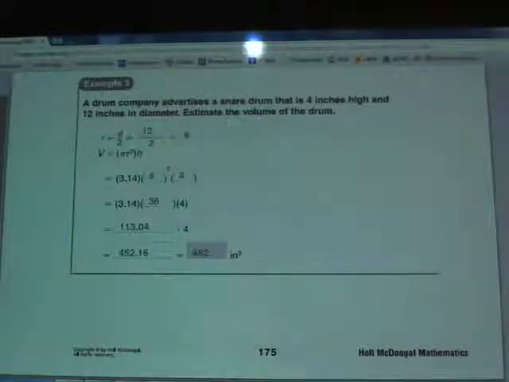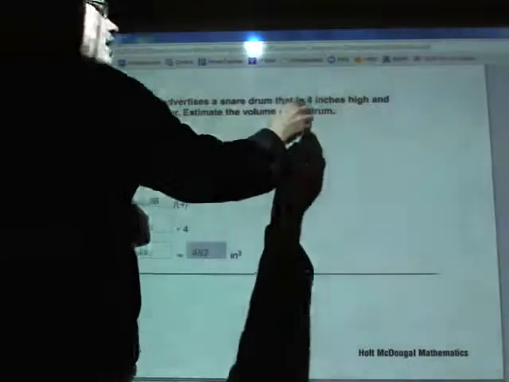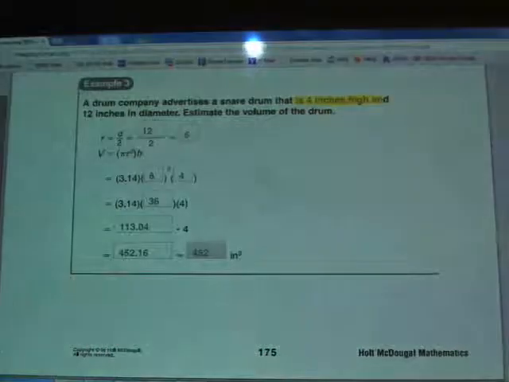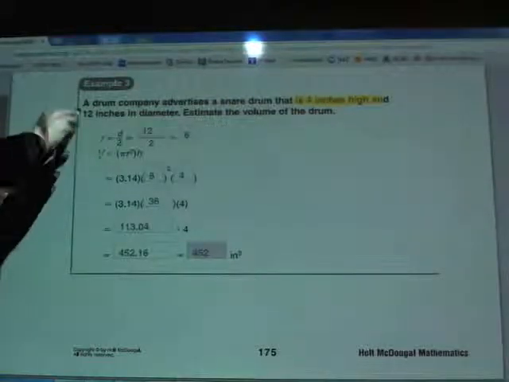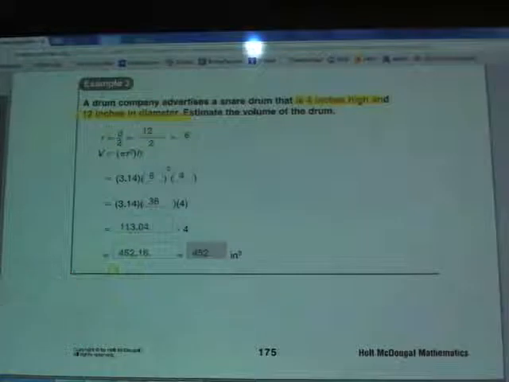Okay, so two pieces of information here. 4 inches high, well, remember, that's good because we need the height of the entire shape. That's part of the calculation. And then the other thing we have here is 12 inches in diameter. And that doesn't necessarily help me directly. Let's talk about why for just a quick second.